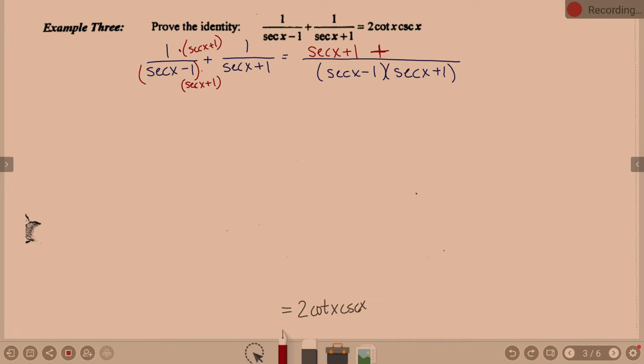Now, same idea with the second fraction. I currently have a denominator of secant x plus 1. What am I missing? I'm missing my secant x minus 1. If I multiply the denominator by secant x minus 1, I'm multiplying my numerator by secant x minus 1. What is 1 times secant x minus 1? Secant x minus 1. Next thoughts.